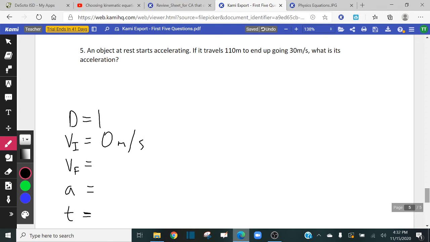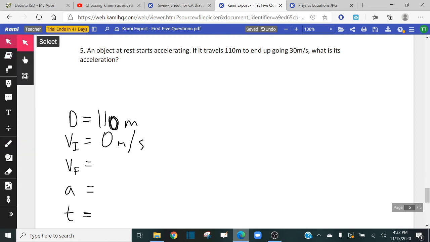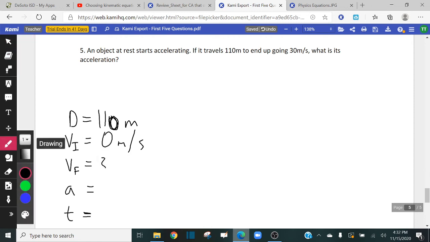And it travels 110 meters. So that's the displacement. The displacement is 110 meters. Okay, that's given. And it ends up going 30 meters per second, which means that's its final velocity. So looking at our units here, 30 meters per second is our final velocity. Okay. And the question says, what is its acceleration? That is what we're trying to find.